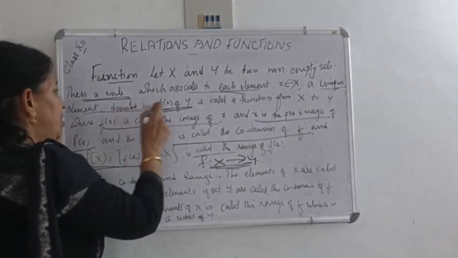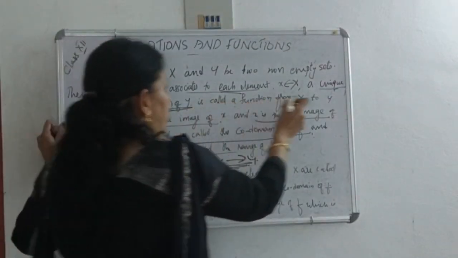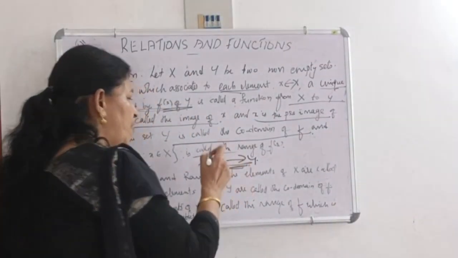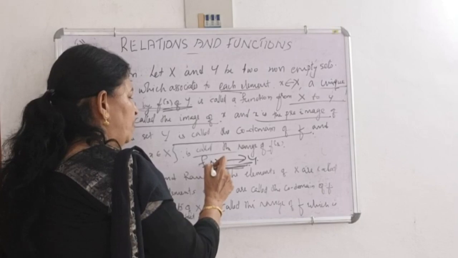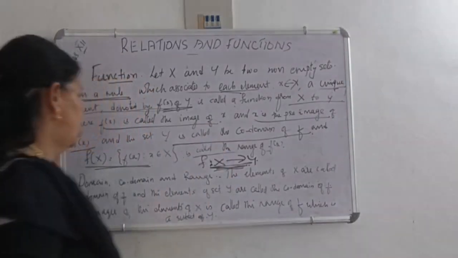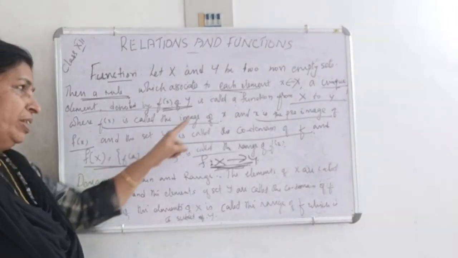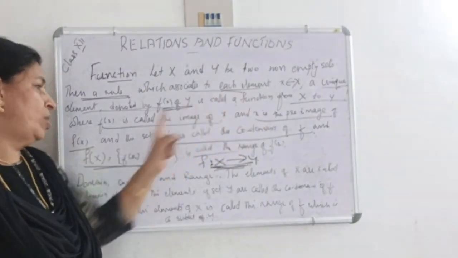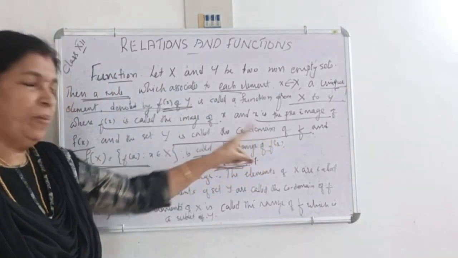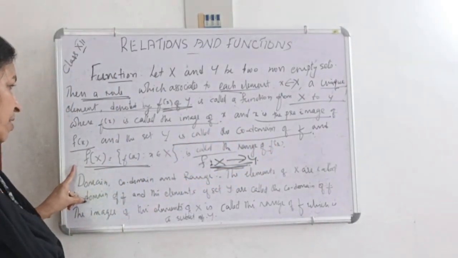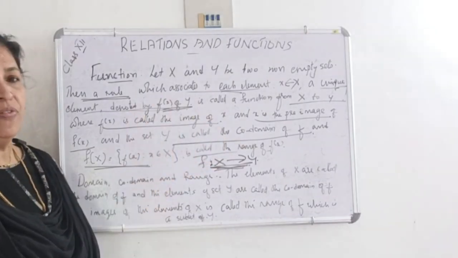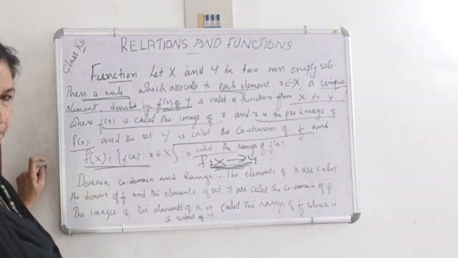A rule which associates to each element x of X a unique element denoted by f(x) of Y is called a function from X to Y and is denoted by f: X to Y, where f(x) is called the image of x, x is called the pre-image of f(x), the set Y is called the codomain of f, and the set {f(x) : x an element of X} is called the range of f.